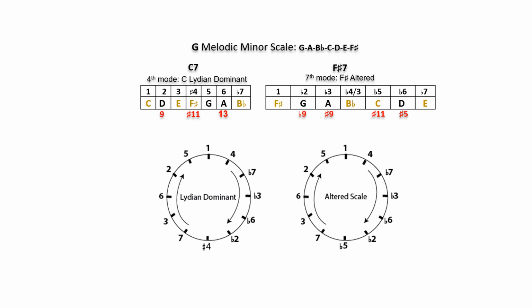In C7, the root C becomes the tritone in F-sharp 7, the 3rd, E, becomes the flat 7, the tritone F-sharp becomes the root, and the minor 7th, B-flat, becomes the 3rd in F-sharp 7. The available tensions in each scale are indicated in red.